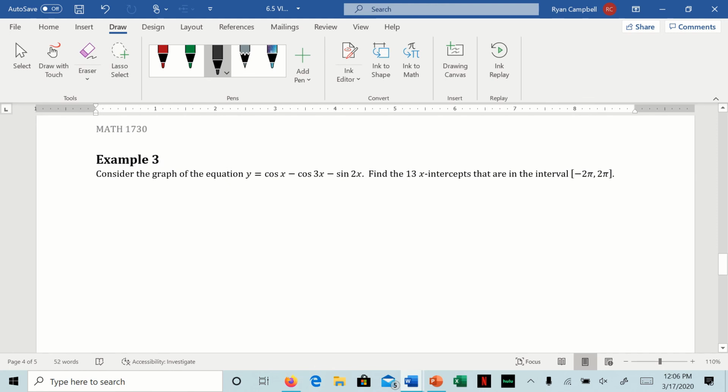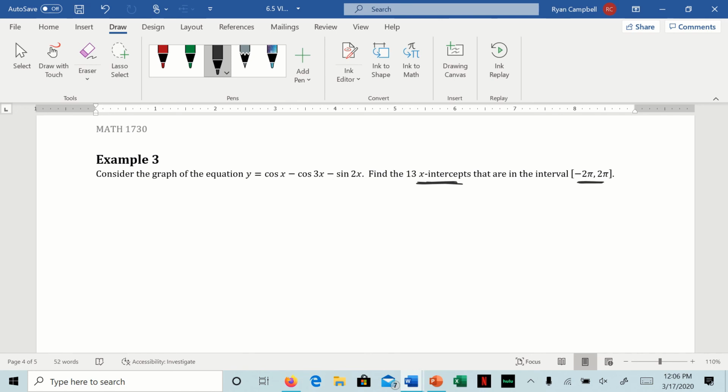So last one. Hopefully these are all seeming very similar, stuff we've kind of already done. We're just using an equation now. All right, so now let's consider the graph of the equation y equals cosine of x minus cosine of 3x minus sine of 2x. Let's find the 13 x-intercepts between these two values.